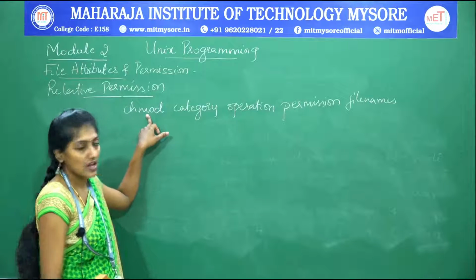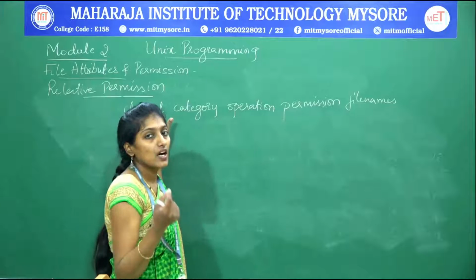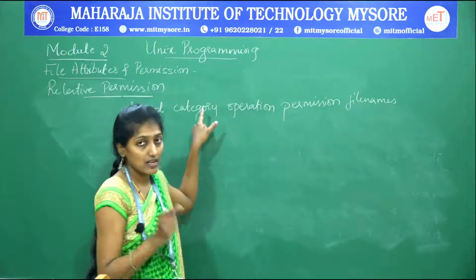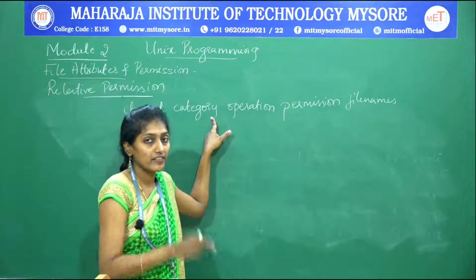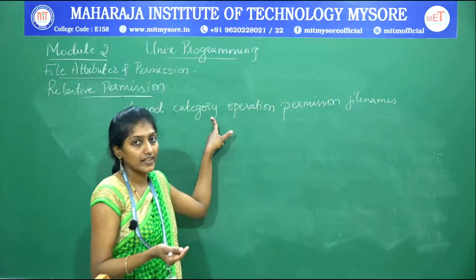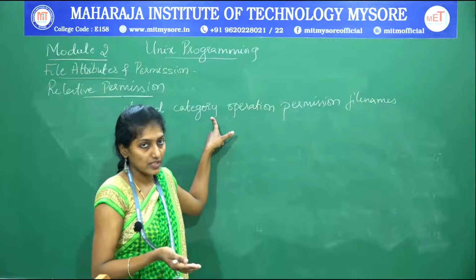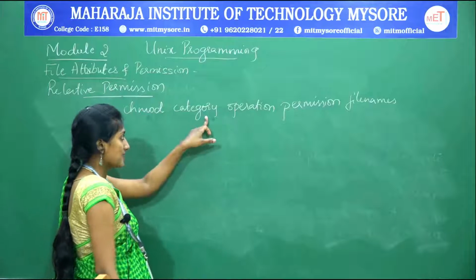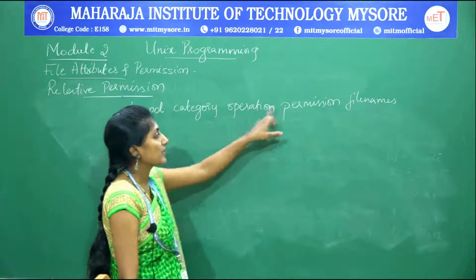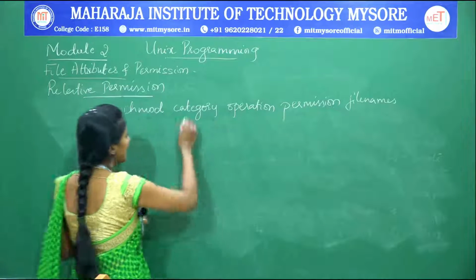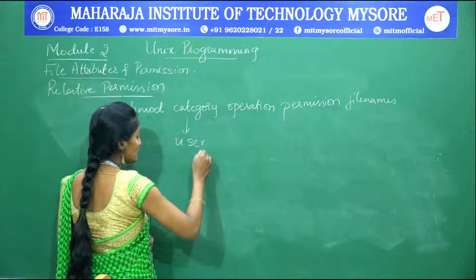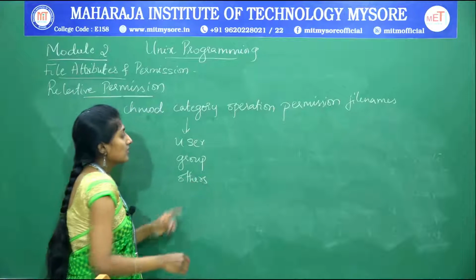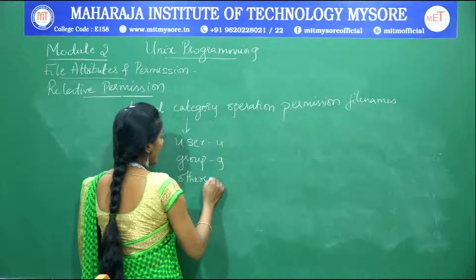So as I have discussed, chmod is used for changing the file permission for any file, whether you have just created it or it is an already existing file. So how are we going to change the file permission here? The syntax is chmod, category, operation, permission and file name. What does this category represent? Category represents user, group and others, that is U, G and O.